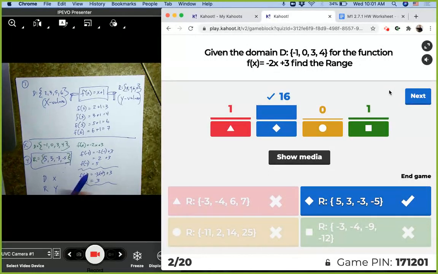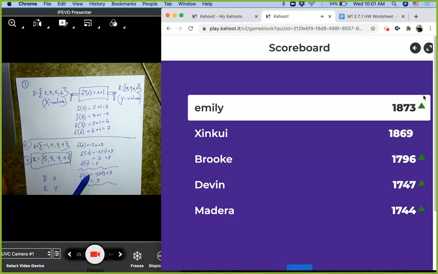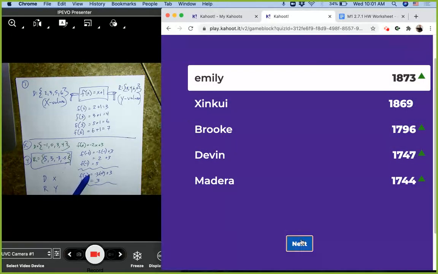All right. Let's see who's ahead now. Okay. All right. Ooh, yeah. All right. Emily, Zinqui, and Brooke, Devin, and Madeira. Nice. It's very close. Very close. Whoa, very close. 4 points. What? All right, next. What's next?